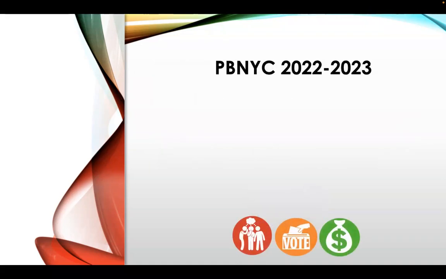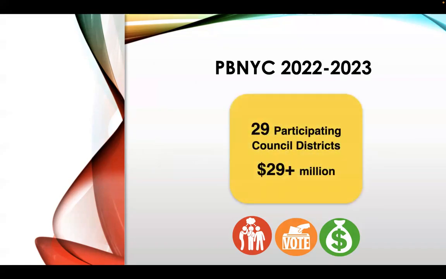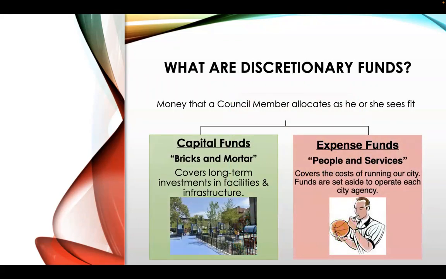So any project being proposed, we need to make sure it's accessible to the public. And we're in cycle 12 of the New York City PB cycle. This year we have 29 districts participating, and there is $29 million to be decided by the community. Okay, now I'm going to hand this part to Greg.